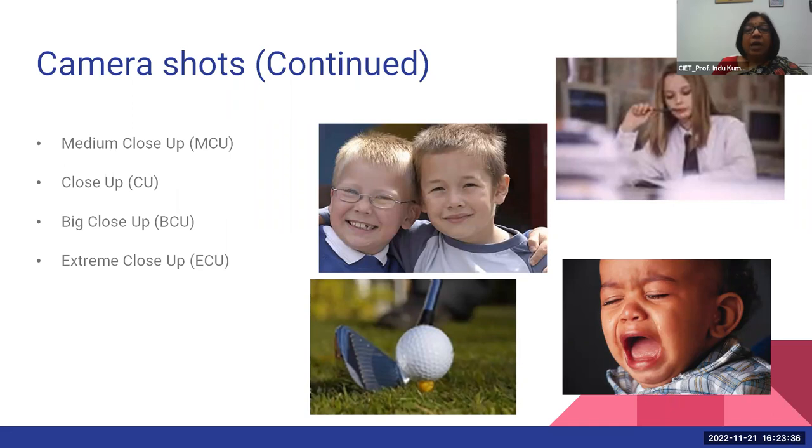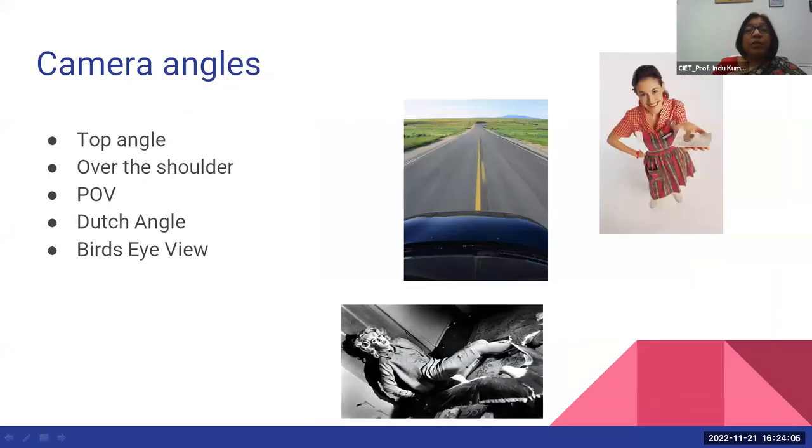Then there are some more examples of shots: medium close-up, big close-up, and extreme close-up. So this is the medium close-up. And this is extreme close-up. You can see the cursor here. Big close-up. And extreme close-up we have already seen, and close-up.